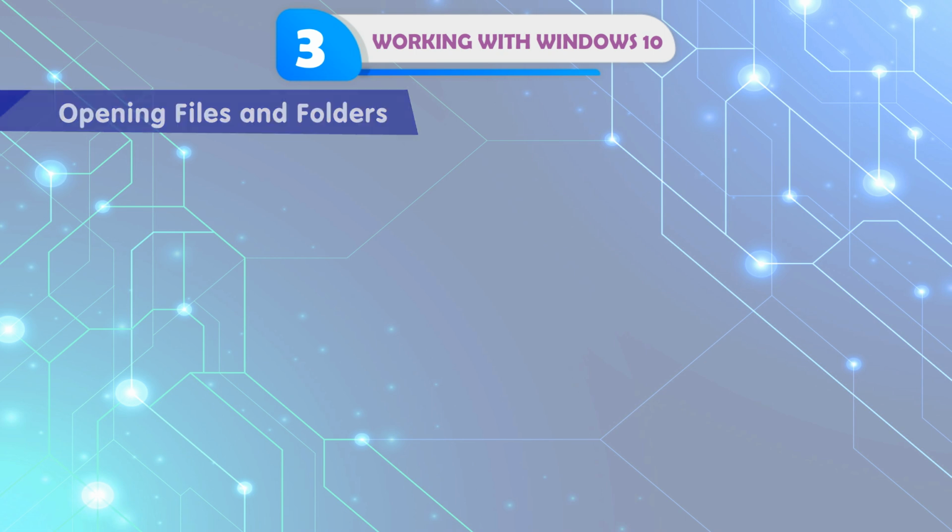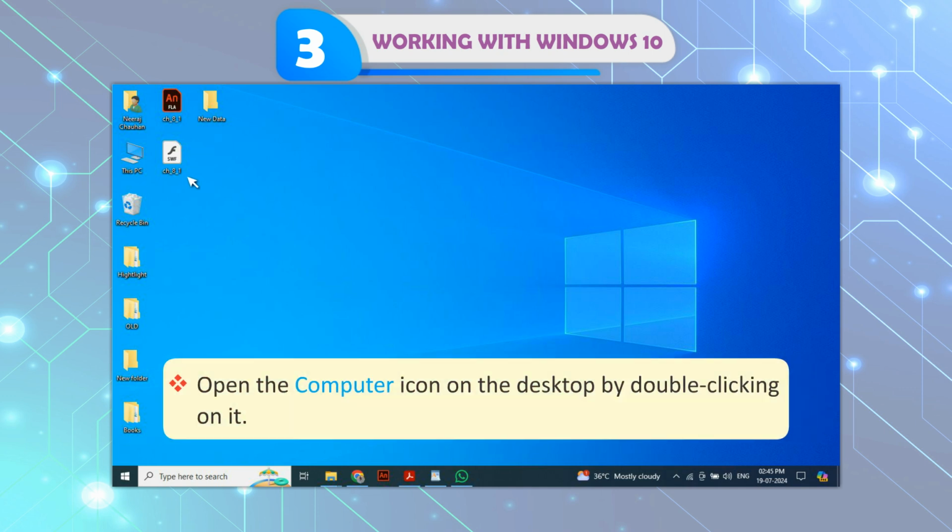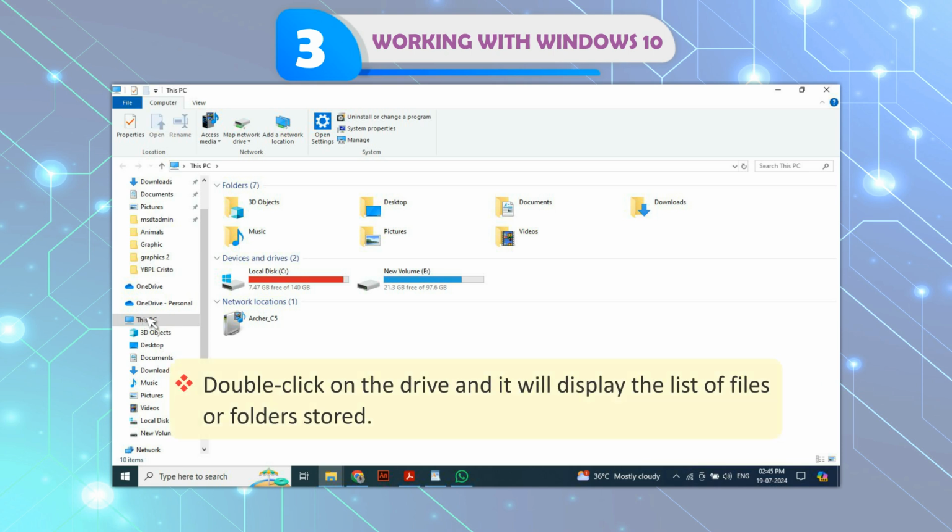Opening files and folders. To open a file or folder, perform the following steps. Open the computer icon on the desktop by double-clicking on it. Double-click on the drive and it will display the list of files or folders stored.